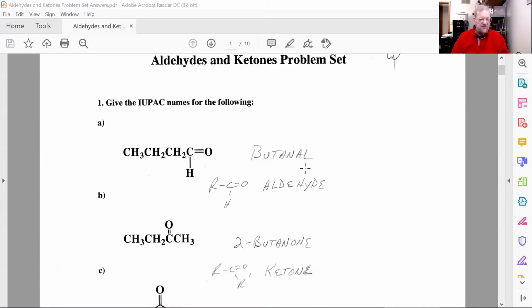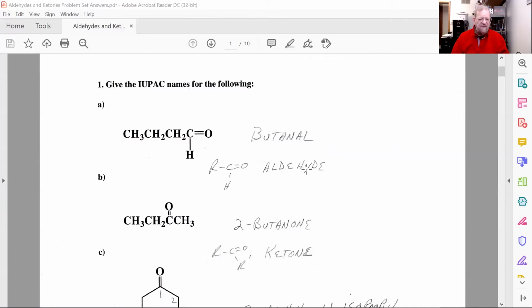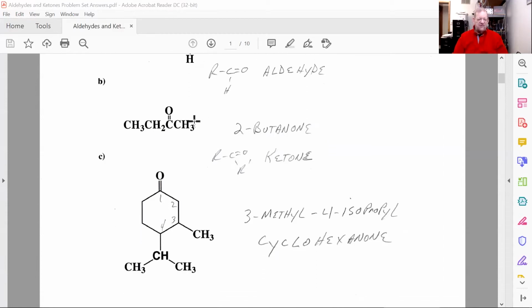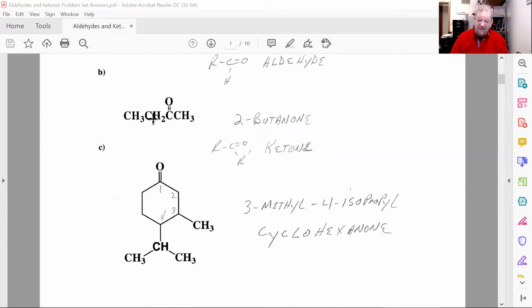First question, give the IUPAC name for the following. First of all, what functional group do we have here? Aldehyde. Find the longest chain, name it as an alkane, butane, drop the E, add AL, no number because the carbonyl carbon is always 1. Next one, ketone, 4 carbons, carbonyl carbons here and here. Longest chain 4, butane. For a ketone, you drop the E and add ONE, butanone. But for an acyclic ketone, you need a number 2 because it's on carbon number 2.